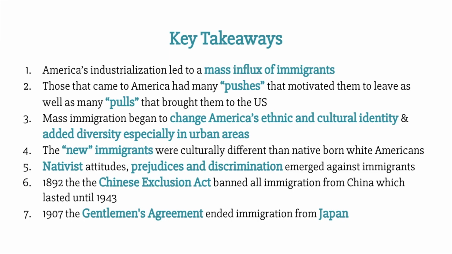Those nativist attitudes will be based on prejudices, and discrimination is going to emerge against these immigrants, leading to two pieces of legislation: in 1882, the Chinese Exclusion Act, and in 1907, the Gentleman's Agreement, ending immigration from China as well as from Japan. I encourage you to go out and learn so much more about these topics.